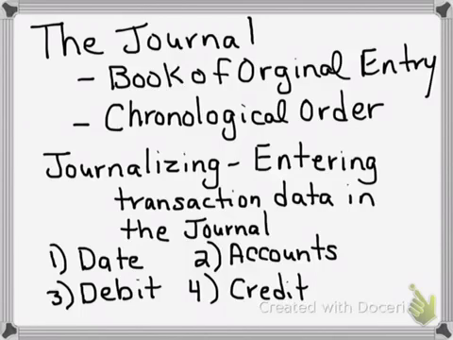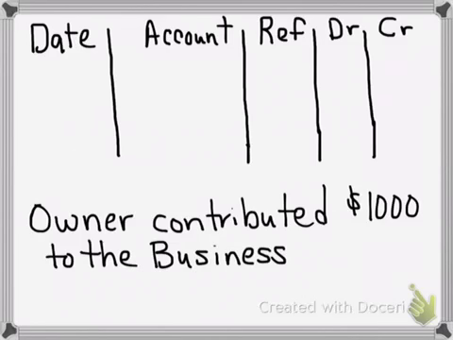When we look at journal entries, this is really how your general journal is set up, where you have a date, then you have the account or explanation, you have a reference block, then you have a debit column, then you have the credit column.